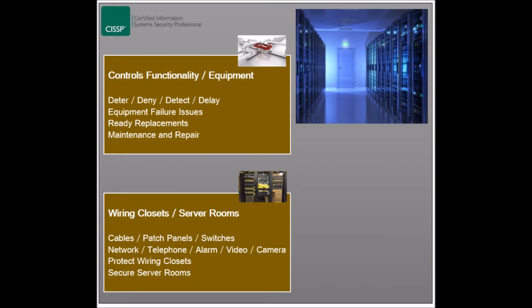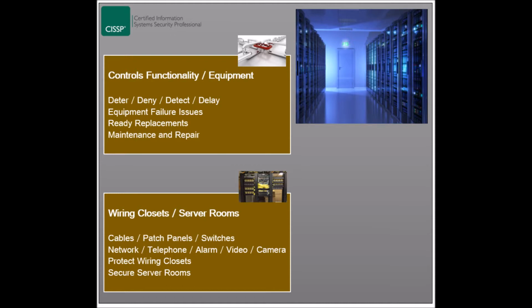Wiring closets are the place where the networking cables are typically terminated. Switches and patch panels are usually placed in wiring closets. In larger organizations it is common to find multiple closets even in the same building, and this is due to the fact that copper cables can't transmit data beyond 100 meters.